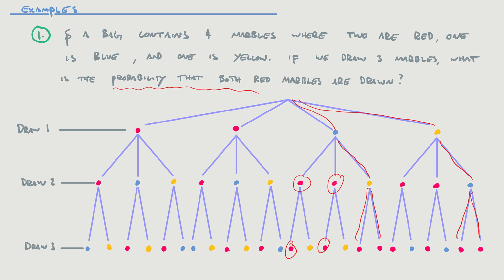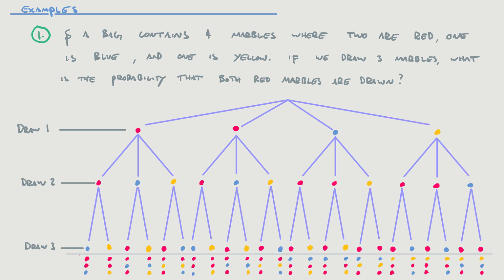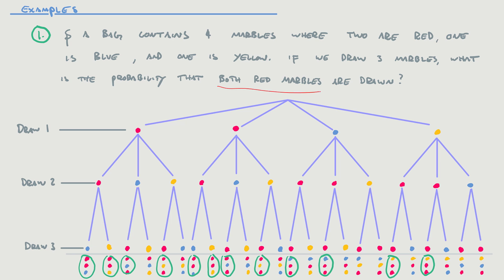And so what I like to do is I like to list out, well, here are all the possible outcomes. Red first, red second, blue last. Red first, red second, yellow last. Red first, blue second, red last. So on and so forth. There's 24 of them. When you count them all up, there's 24 of them. Well, of those 24, 12 of them have both the red marbles in it.